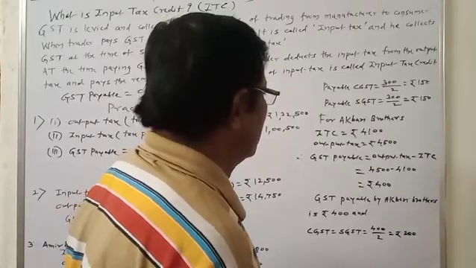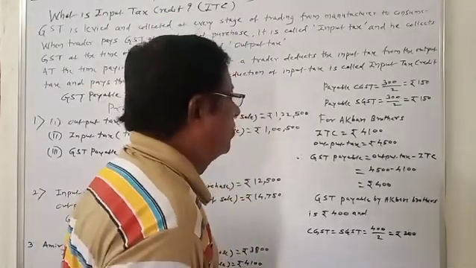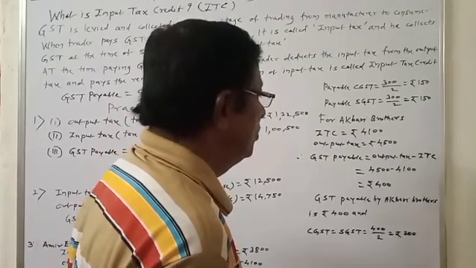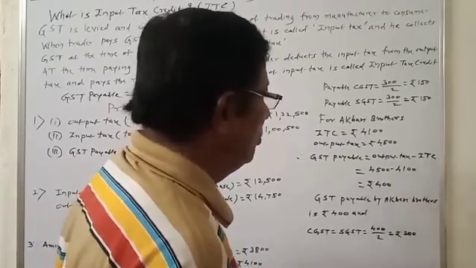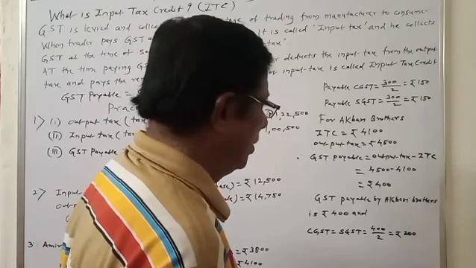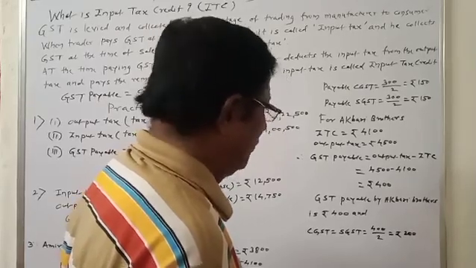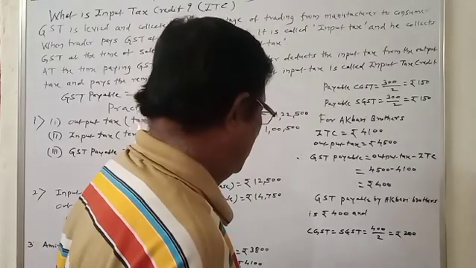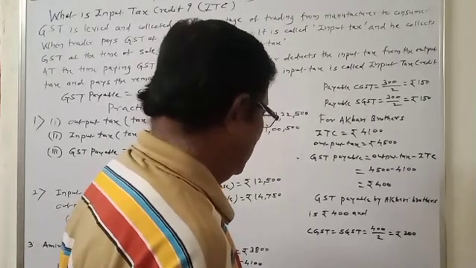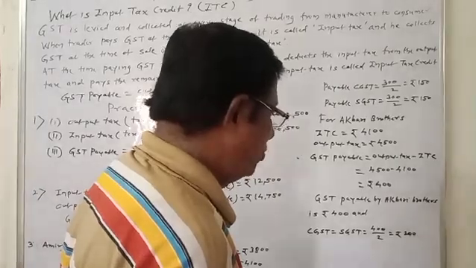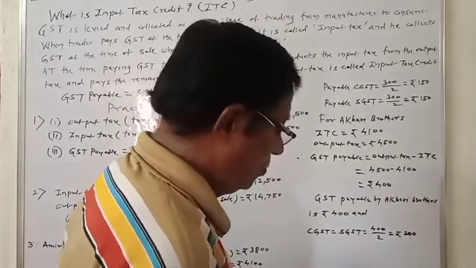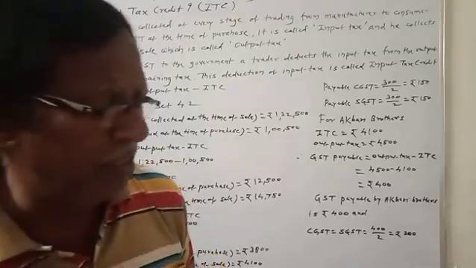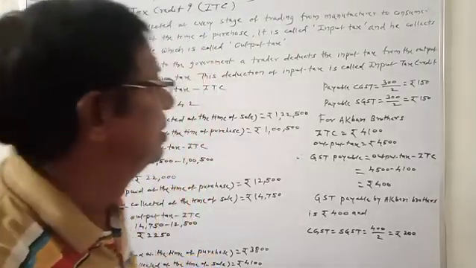For Akbari Brothers, ITC is equal to rupees 4,100. Output tax is equal to rupees 4,500. GST payable is equal to output tax minus ITC, 4,500 minus 4,100, rupees 400. GST payable by Akbari Brothers is rupees 400, and CGST is equal to SGST is equal to 400 upon 2, rupees 200.